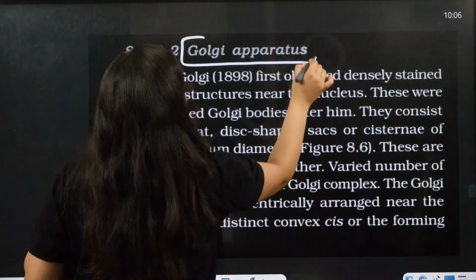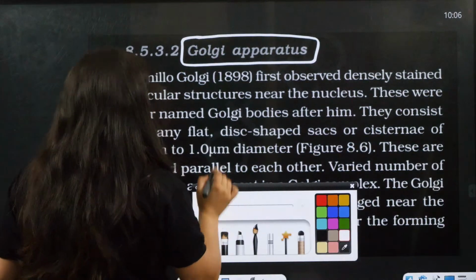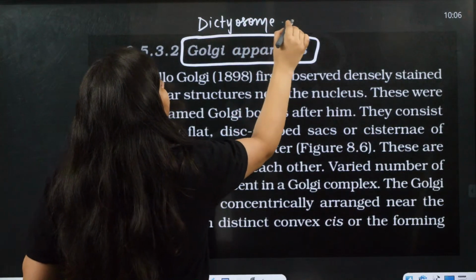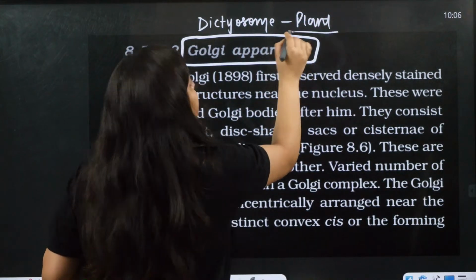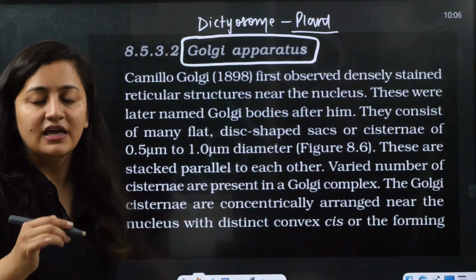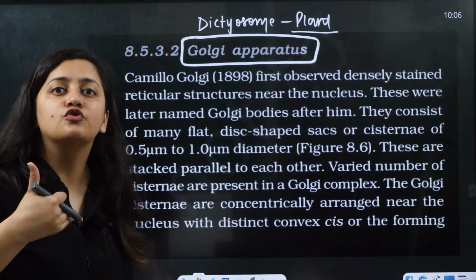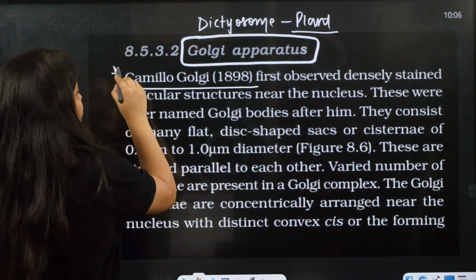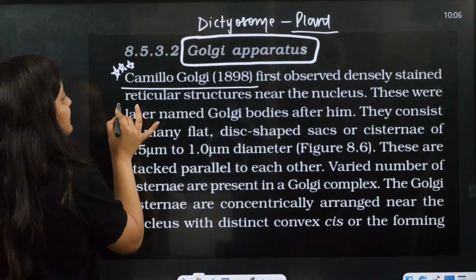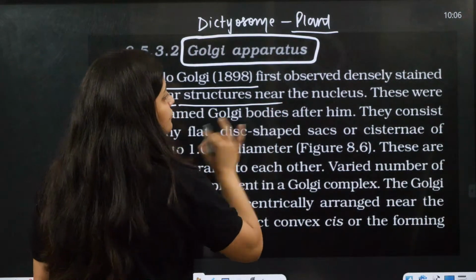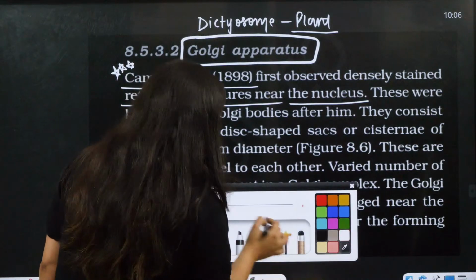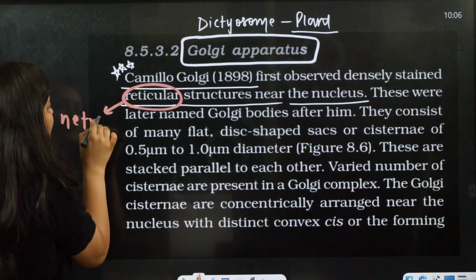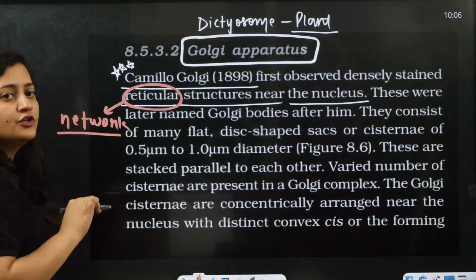Now the next is the Golgi apparatus, and in the case of plants we used to call the Golgi apparatus dictyosomes. Now, Camillo Golgi in 1898 observed these densely stained reticular structures near the nucleus. Again, you need to focus on each and every word. Reticular is related to a network.